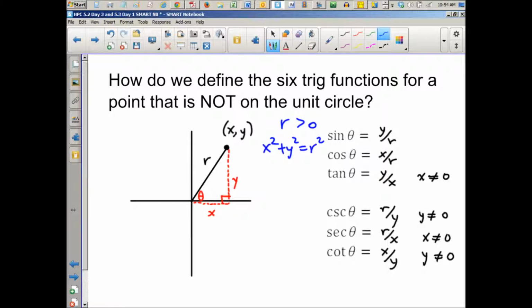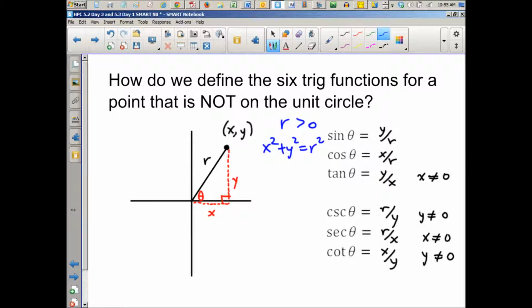So in blue, I added these 2 rules. One is a condition: r is greater than 0. That's a requirement to use these rules. And the other one is just good old Pythagorean theorem as you know it. Notice there are strict rules for tan, cosecant, secant, and cotangent. We cannot allow either x or y to be 0 in some of those cases. But we don't have that problem with sine and cosine because r is never 0 anyway.